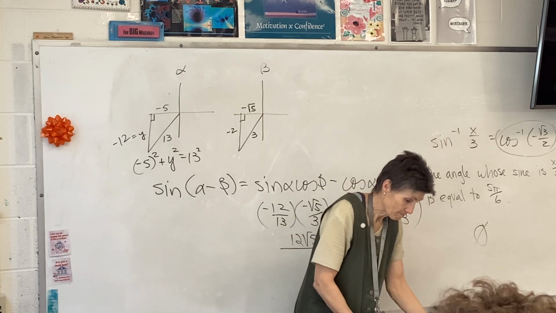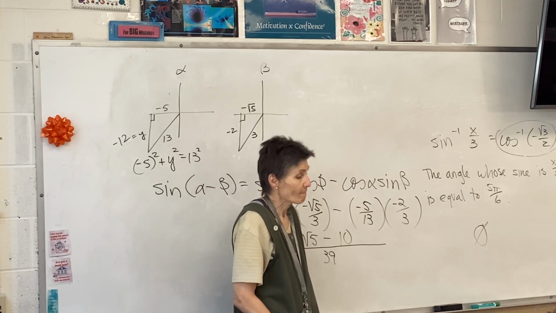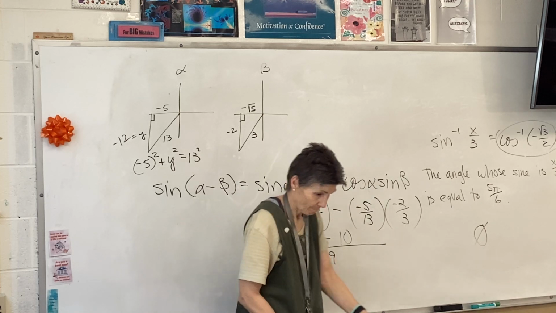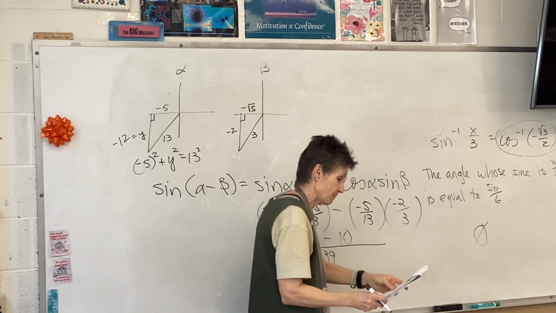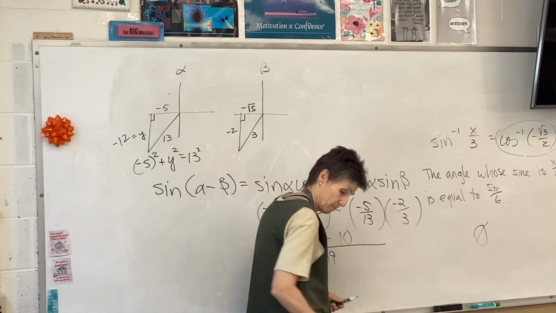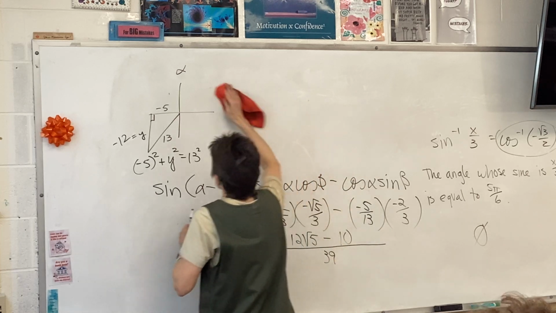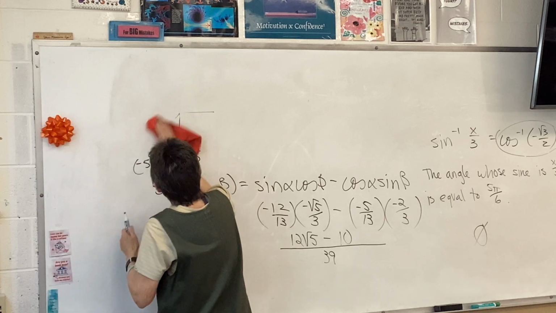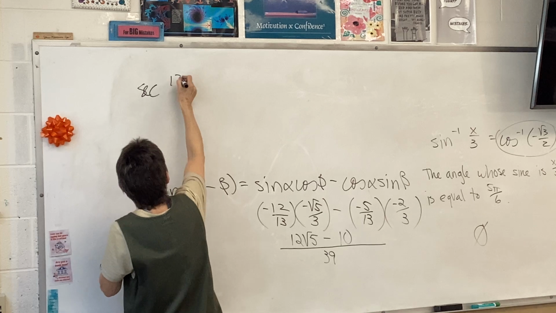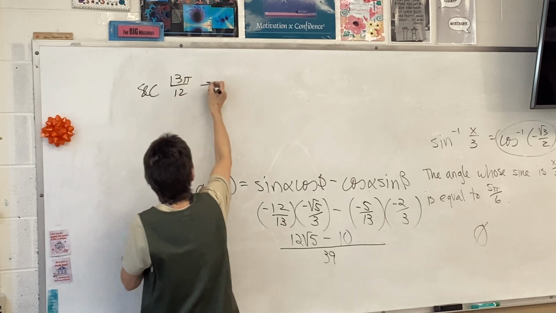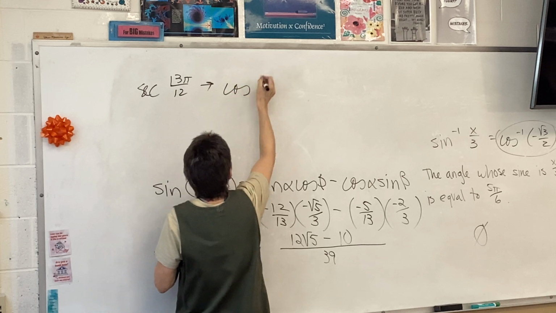All right, what else? On homework 312, can you do number 6? Evaluate the secant of 13 pi over 12. Well, what's the first thing I have to do? Okay, so I know the problem is secant 13 pi over 12, but I'm gonna think of that as a cosine.